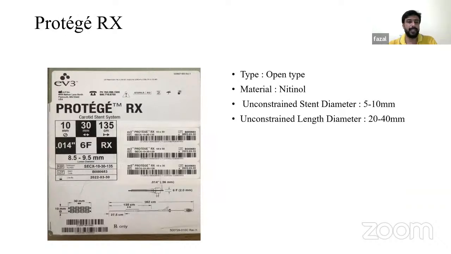And the third type, in this particular case, we use a Protege RX, which is an open type and is made of nitinol, and its unconstrained stent diameter is 5 to 10 mm and its unconstrained length is 20 to 40. This is again an open type.